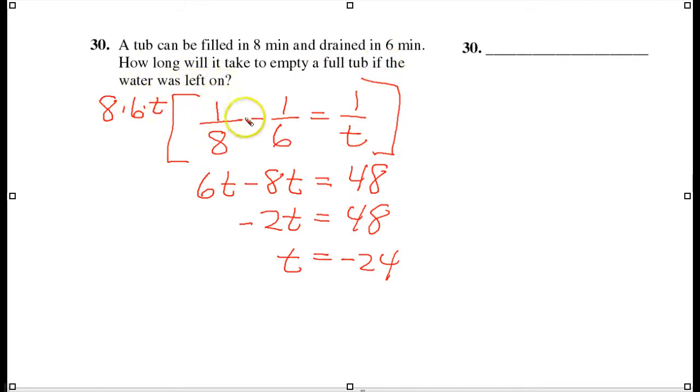So here we're filling it up, here we're draining it. Notice we're draining it faster than we fill it up. And this is the amount of time. This is our time formula. So we're going to multiply everything by our common denominators. Here the 8 cancels out, 6 cancels out there, and the t cancels out. So we get t equals a negative 24. So it will take 24 minutes to drain the tank. Okay, because we're losing water.